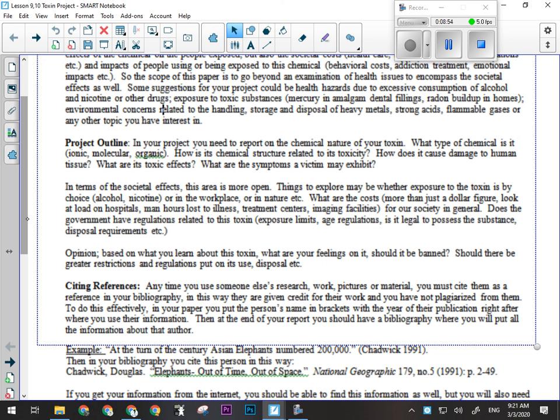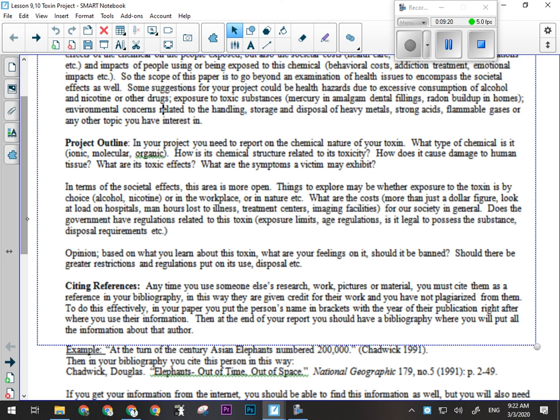Treatment centers, okay? Who pays to build those kind of things, imaging facilities? Does the government have regulations related to this toxin? Are there exposure limits? Are there age regulations? Is it legal to possess the materials? Do you have to have certain paperwork for that? Like for us, we have to have certain paperwork that we have to keep up to date in order to have half the chemicals in the lab, because a lot of them, in the wrong hands, could be dangerous.